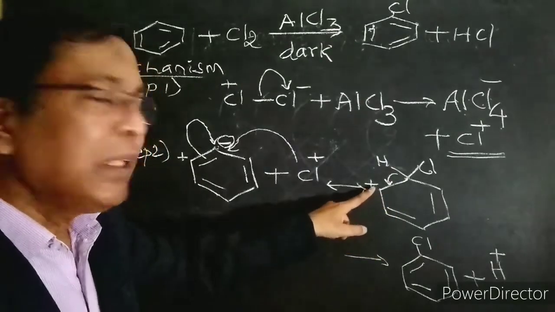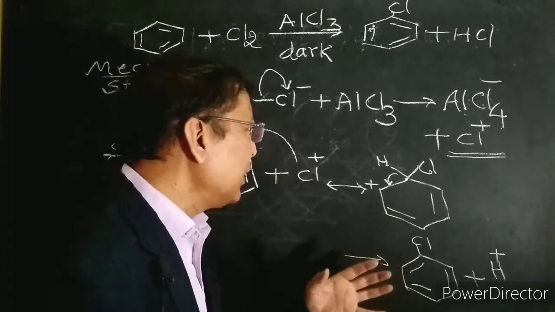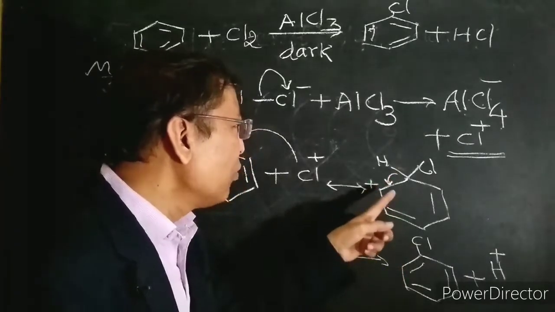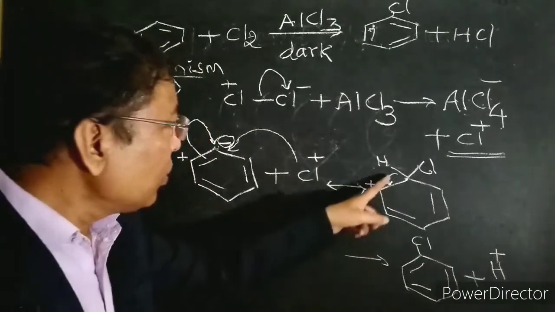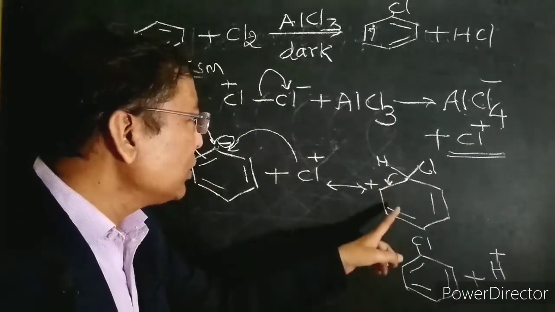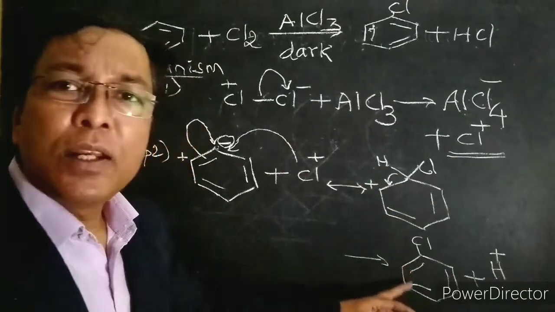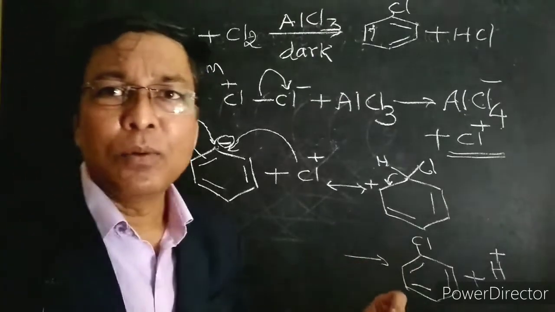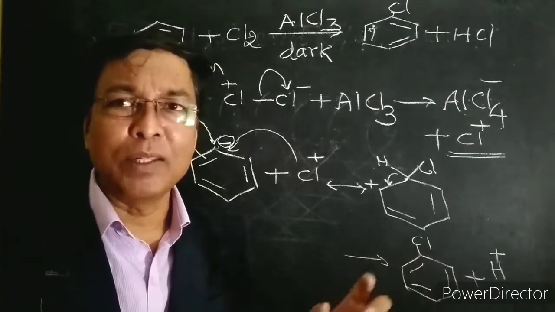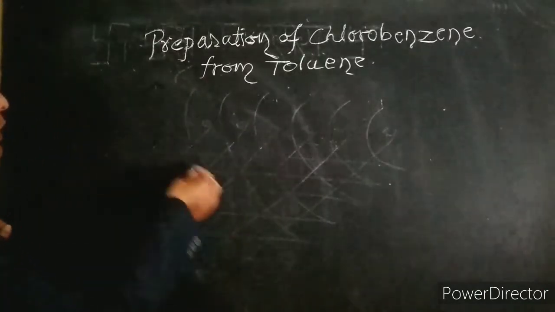Here the carbon is positive, so carbon cannot be positive for a longer period, so it withdraws the electron from the hydrogen because hydrogen is a better leaving group. So the bonded electrons from hydrogen are taken by this carbon and the double bond is restored, so we get chlorobenzene. Same mechanism we can apply for bromobenzene also. Now let us see the preparation of chlorobenzene from toluene.